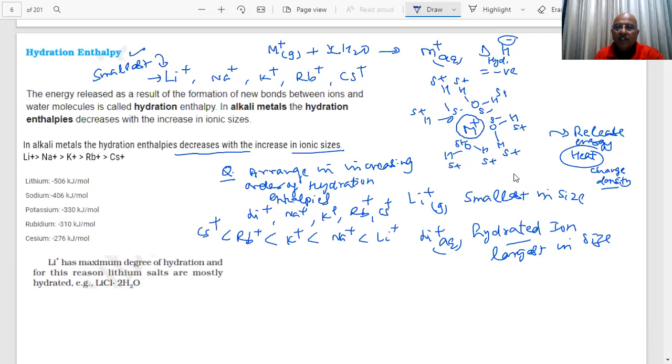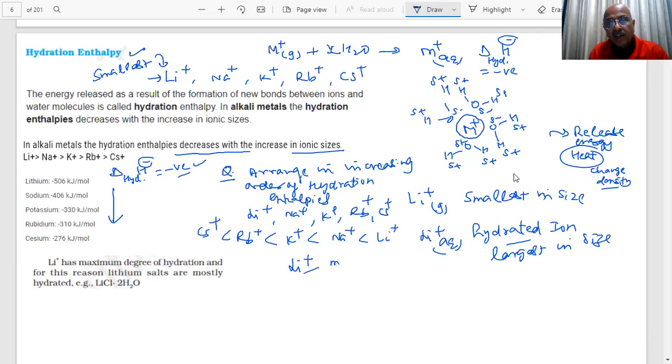Then in aqueous medium, this becomes largest in size. The values are given here: minus 506, minus 406, minus 330, minus 310, minus 276. So as you can see, they are decreasing. These are delta hydration enthalpies. They are all negative, because heat will be evolved. Therefore, the tendency of hydration is highest in lithium plus.